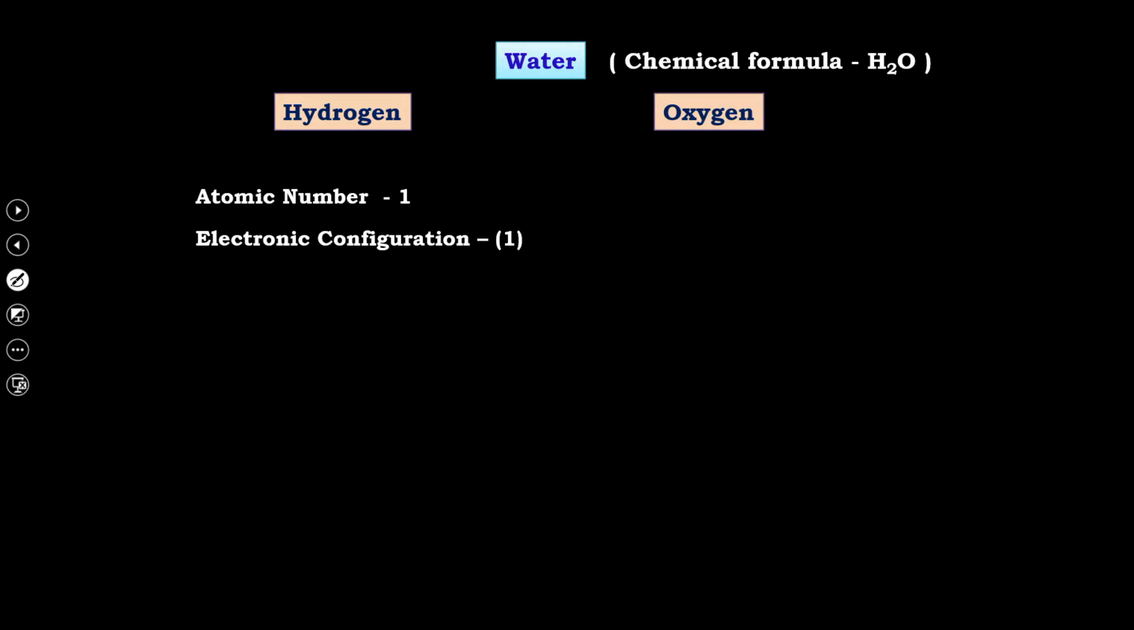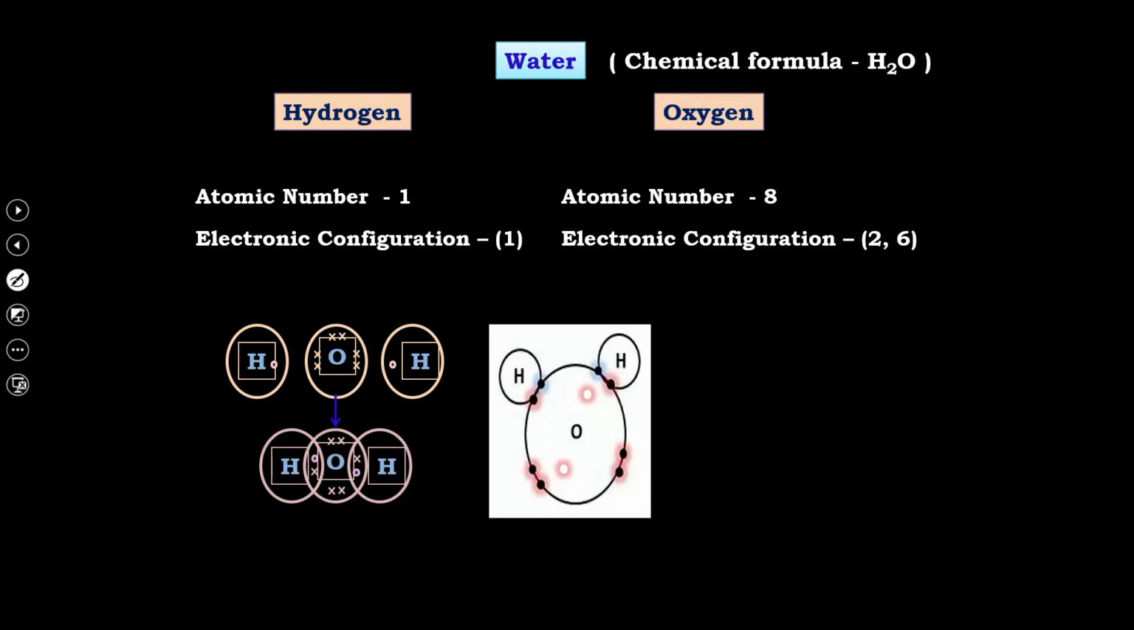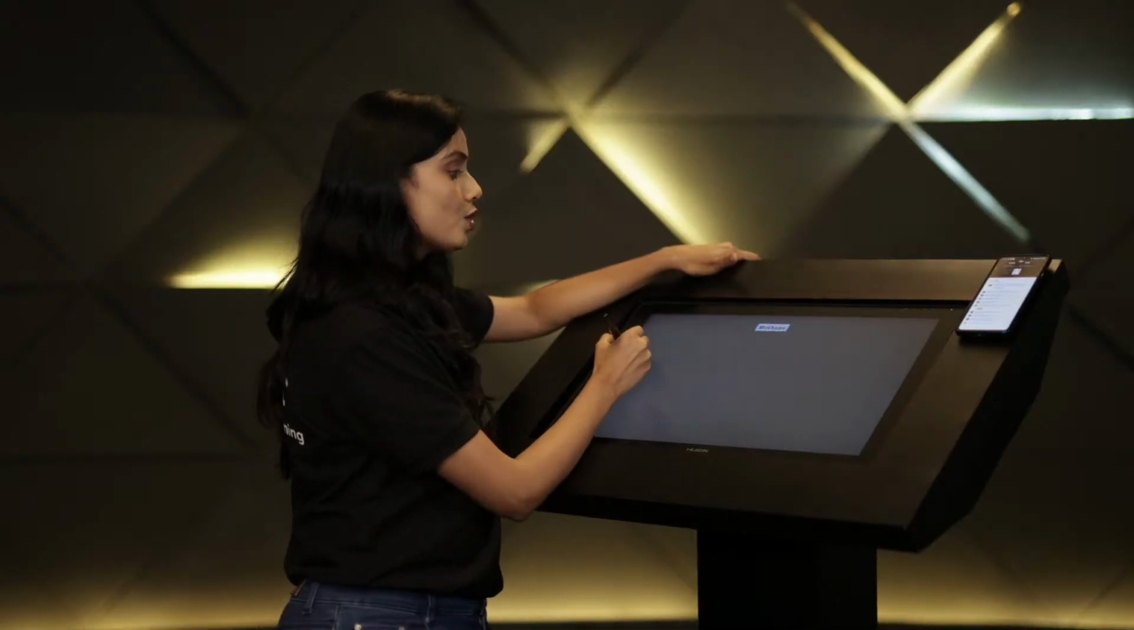So, hydrogen, its atomic number we know is 1 and its electronic configuration is also 1. Similarly, oxygen, its electronic configuration is 6. So here you can see that oxygen will share 1 electron with 1 hydrogen and another electron with another hydrogen, as a result of which H2O is formed. Okay.